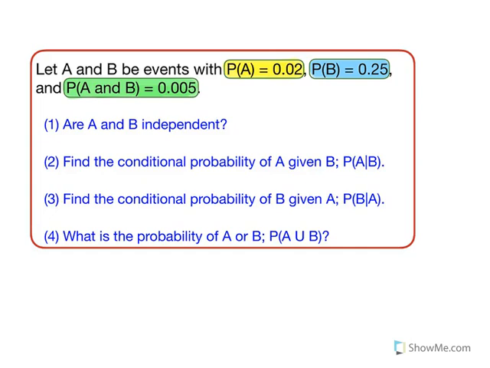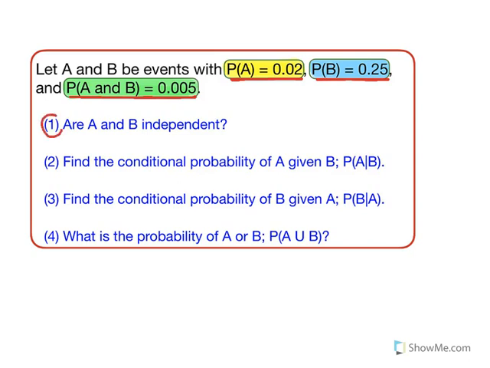Okay, in this question, we are given that A and B are events with probability of A is 0.02, which is 2%. Probability of B is 0.25, which is 25%. And that probability of A and B is 0.005, which is the same as 0.05%.